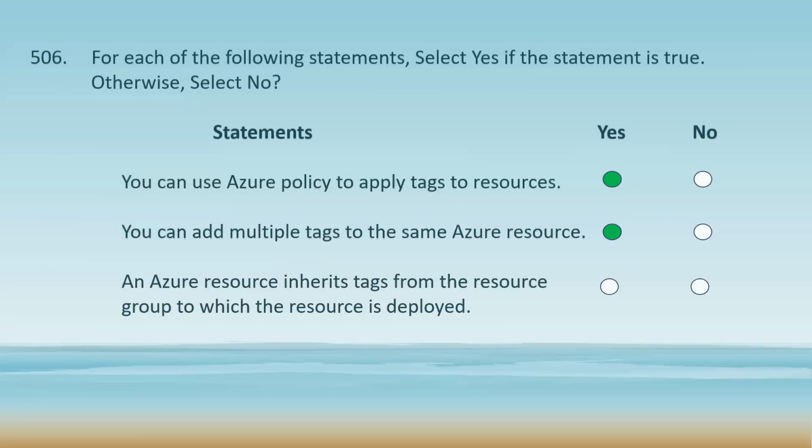And the third statement is, an Azure resource inherits tags from the resource group to which the resource is deployed. Tags applied to a resource group do not automatically propagate to resources within it. Each resource must have its own tags explicitly assigned.